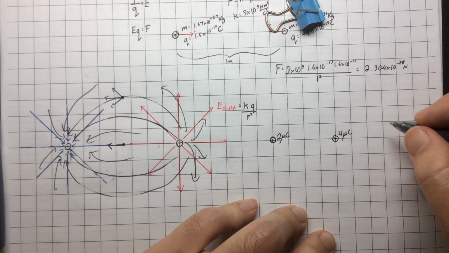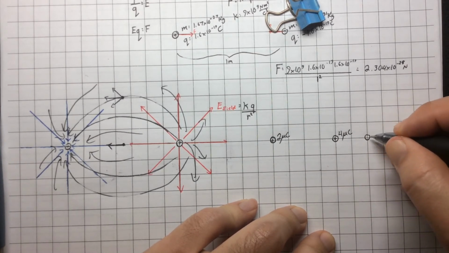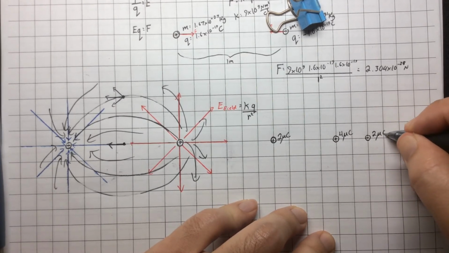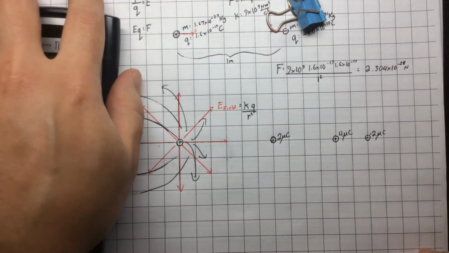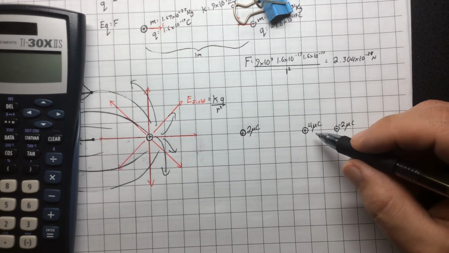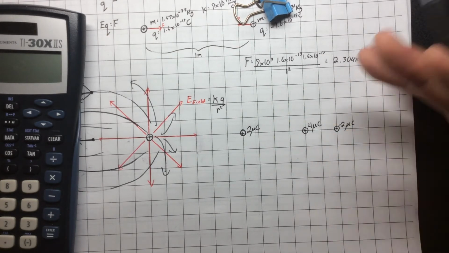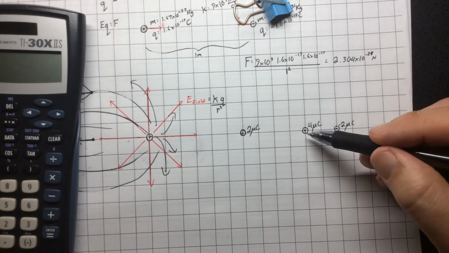And let's put another one 1, 2 away from it here. Let's make that a negative charge, and also make that just a 2 microcoulomb charge, but it's going to be negative. And so just a quick practice problem. What's going to happen to this 4 microcoulomb charge when we say go?